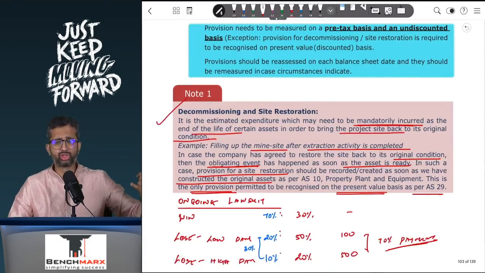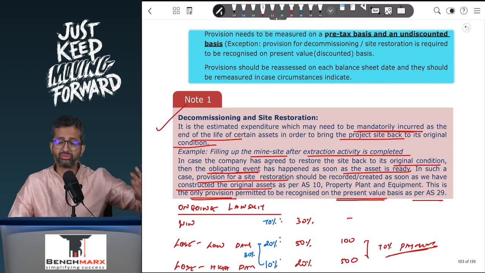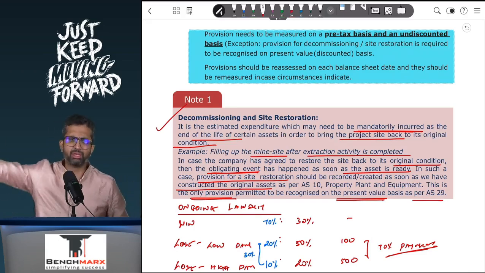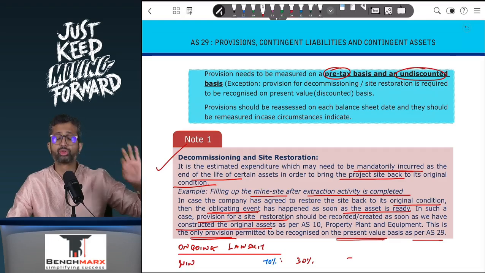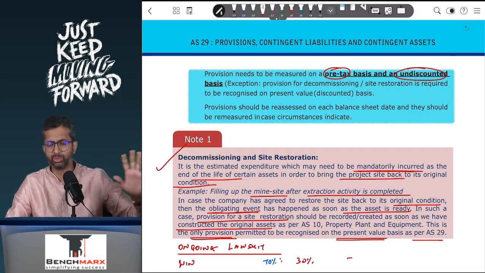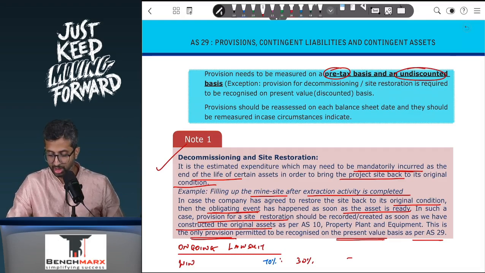Remember, when you measure the provision, you will do this on a pre-tax basis and on an undiscounted basis. That is, you will not do net of tax. Tax impact, if any, will be shown separately in the provision for tax. So, you'll do the measurement on a pre-tax and an undiscounted basis. That is, you will not do the present valuation unless it is a provision for site restoration, in which case present valuation is permitted. So, the exception is site restoration, decommissioning or dismantling.